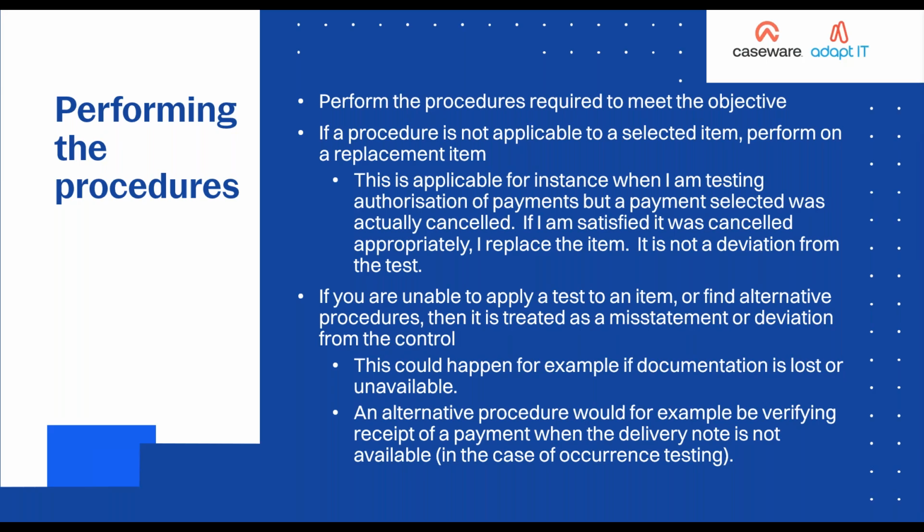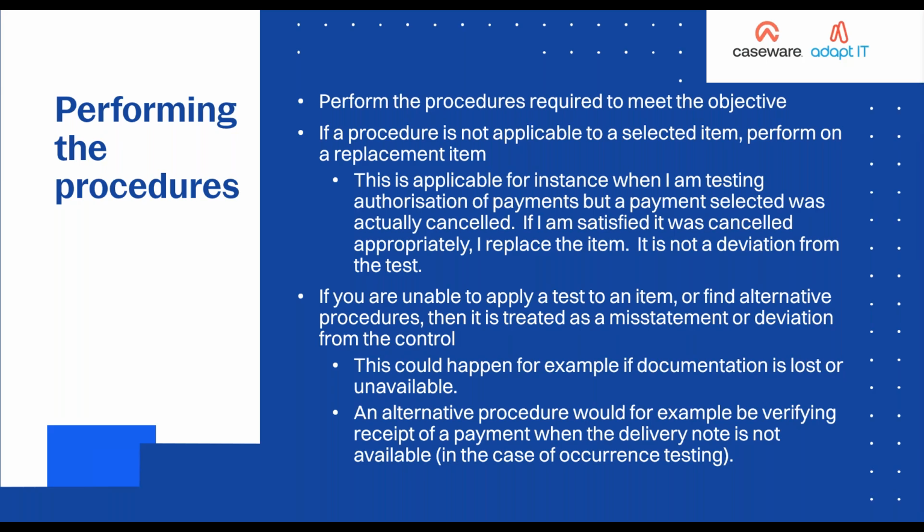So in performing the procedures, we have to perform the procedures that are required to meet the objective. So if we want to test accuracy, the procedures would have been drafted in such a way to test the accuracy, and we need to perform those procedures to confirm the accuracy of the transactions, account balance, whatever. If a procedure is not applied on one of the items selected, in other words, I had to select 20 items and one instance is not working.